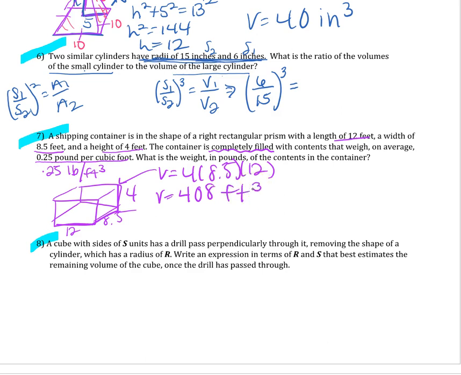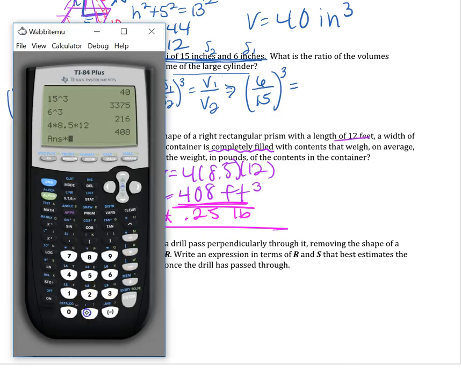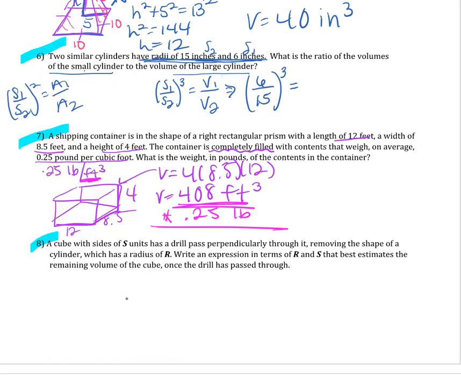Now it says that the contents weigh 0.25 pounds per cubic foot. And the good news is this is already in terms of cubic feet. So if you had 1 cubic foot, you would have 0.25 of a pound. But you don't have 1 cubic foot, you have 408 cubic feet. So 408 times 0.25 pounds is what's going to give you the weight of the contents. So I'll take that, multiply by a quarter, and that's where I'm getting 102 pounds from.